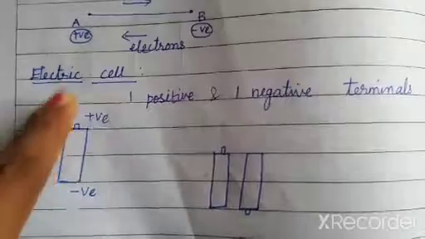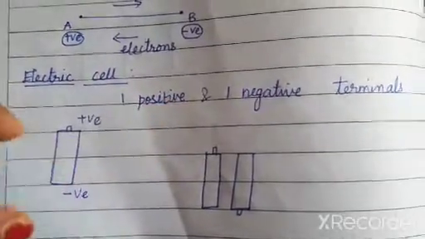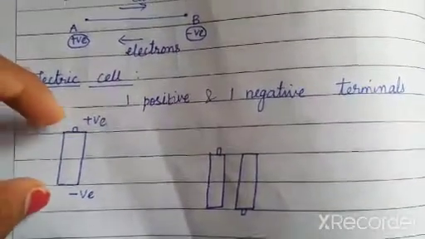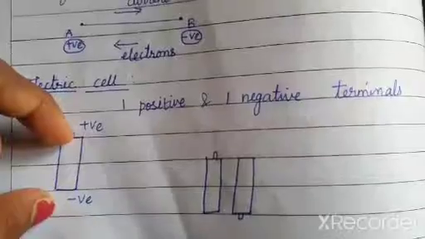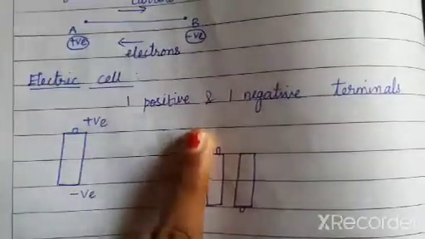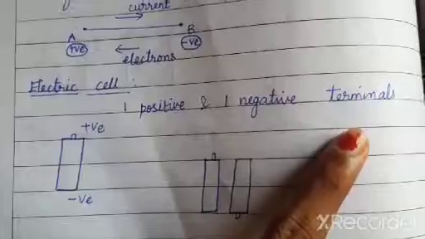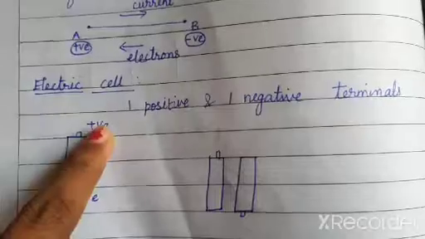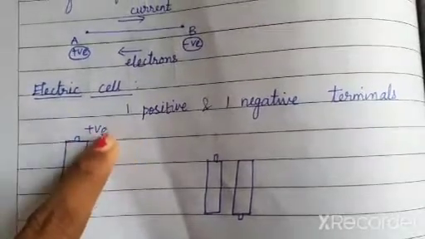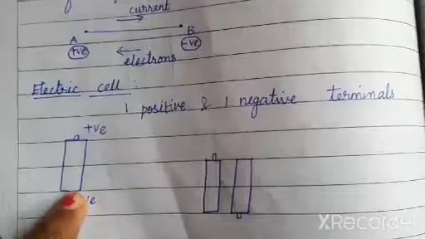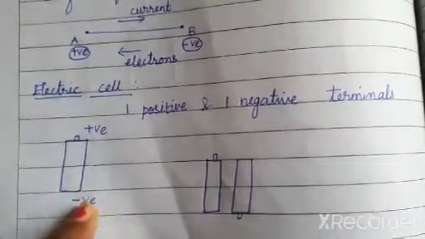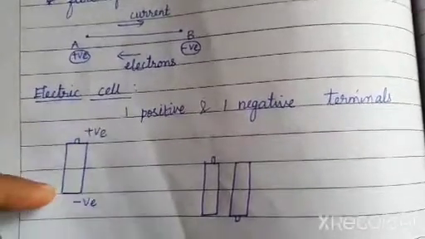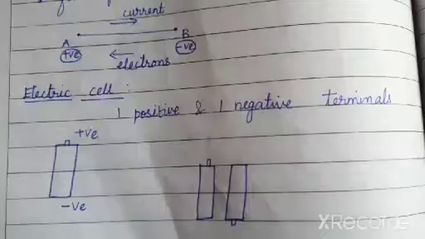Then we saw what an electric cell is. An electric cell is a component used in the electric circuit, filled with chemicals, and it has two ends, one positive and one negative terminal. So this is an electric cell. The top end will be positive. The projection in the top end is considered the positive terminal, and the flat bottom end is the negative terminal.